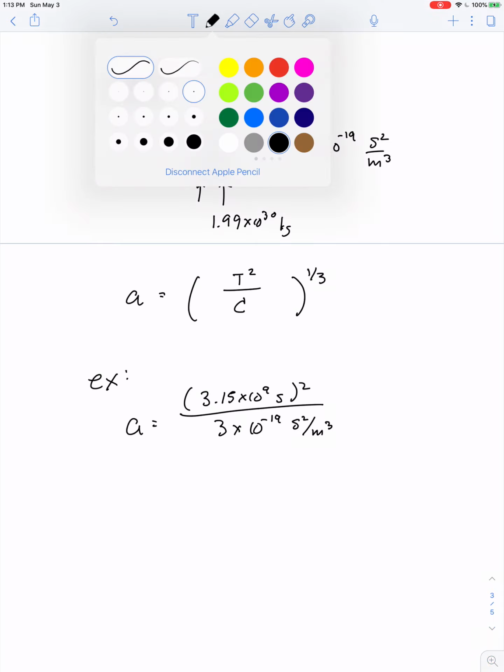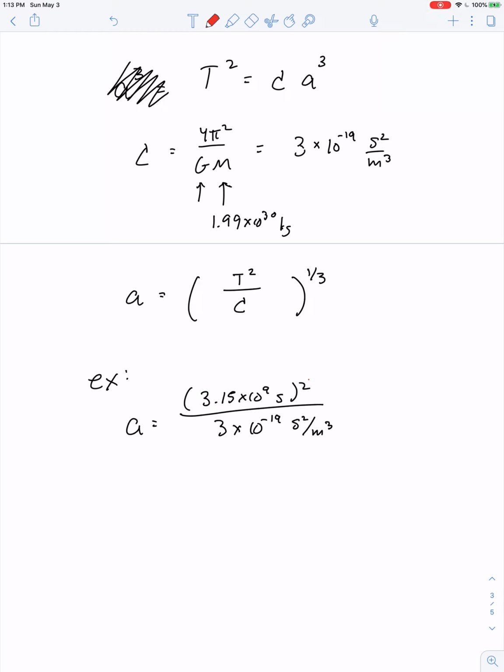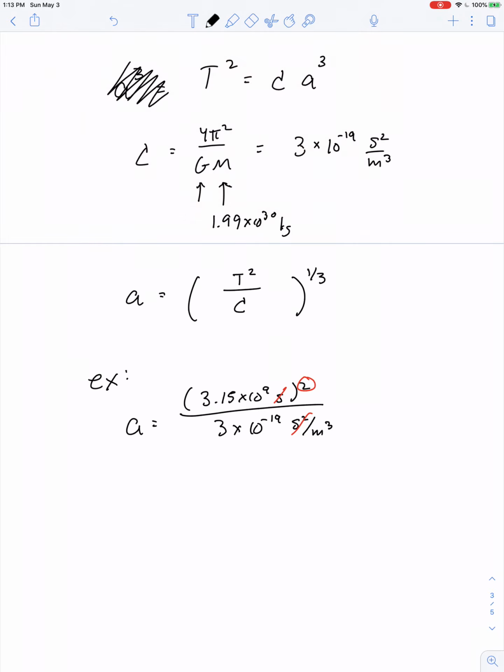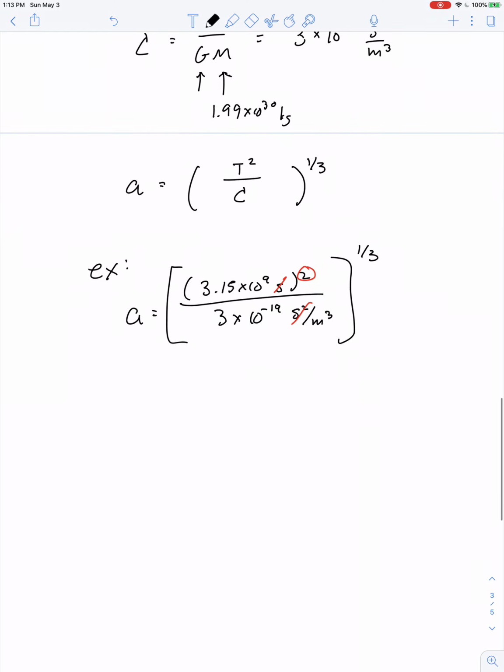You see what happens with the units. The seconds are going to get squared, and so they'll cancel out, and we'll be left with the inverse of cubic meters, which of course will give us meters as a final result once we take the cube root of everything. So if you work this out on your calculator, you find that the length of the semi-major axis is 3.21 times 10 to the 12th meters.